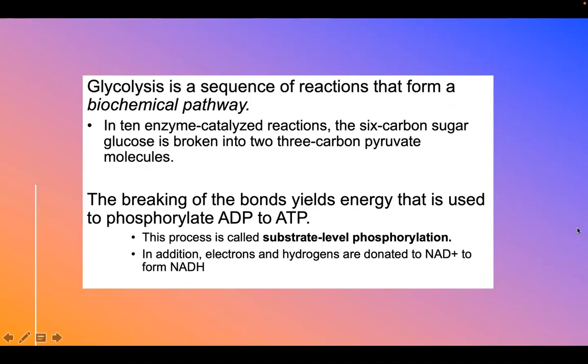So glycolysis is a sequence of reactions that form a biochemical pathway. You remember we talked about biochemical pathways, and in 10 enzyme catalyzed reactions, the 6-carbon sugar glucose is broken into 2 3-carbon pyruvate molecules. The breaking of the bonds is what's yielding energy that is going to be used to phosphorylate ADP to ATP. And this is that substrate level phosphorylation. In addition, our electrons and hydrogens are donated to NAD+ to form NADH, so it can be an electron carrier.